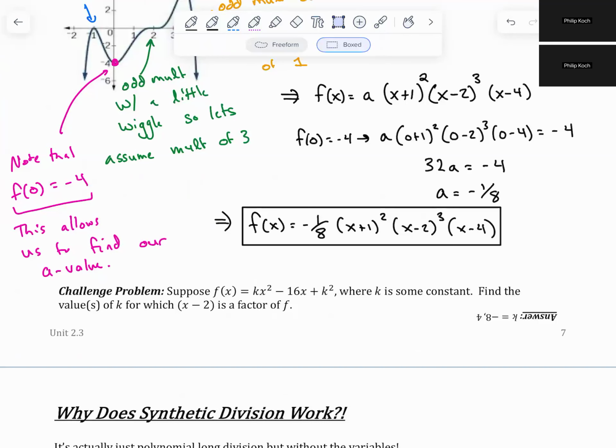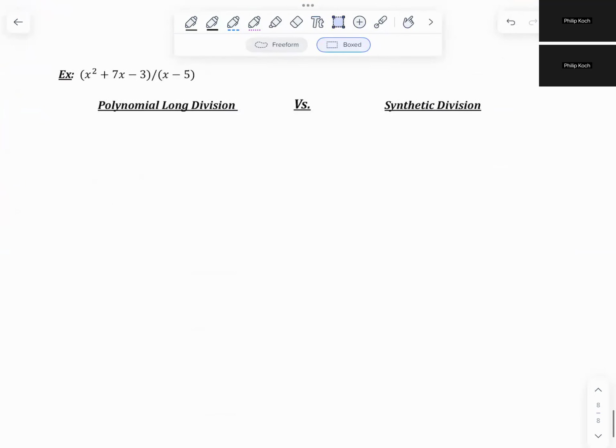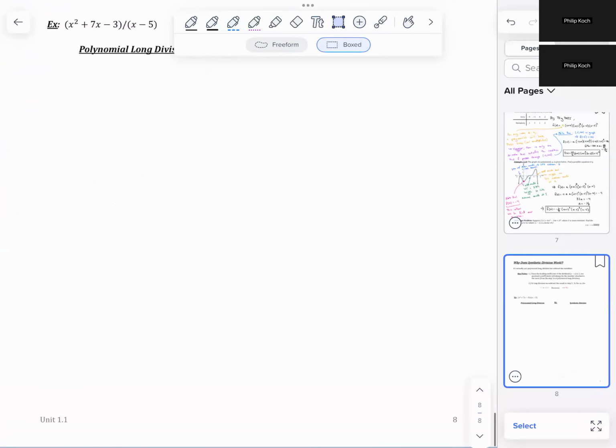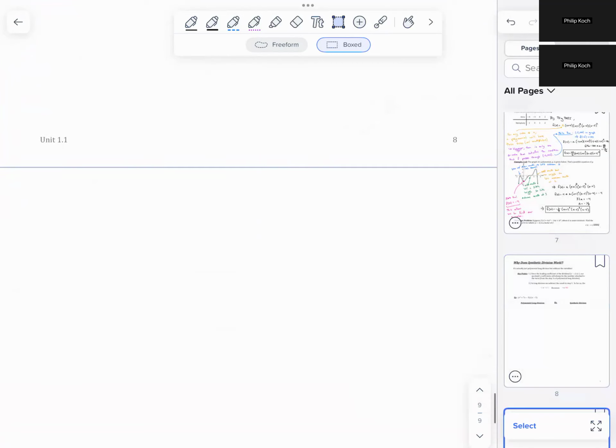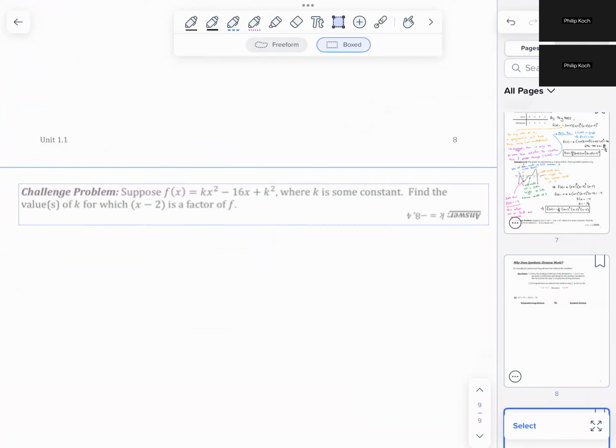But am I able to copy this? Am I able to copy and make a new page? Will it let me paste? Yay, it does. Okay. So you can see the answers upside down.